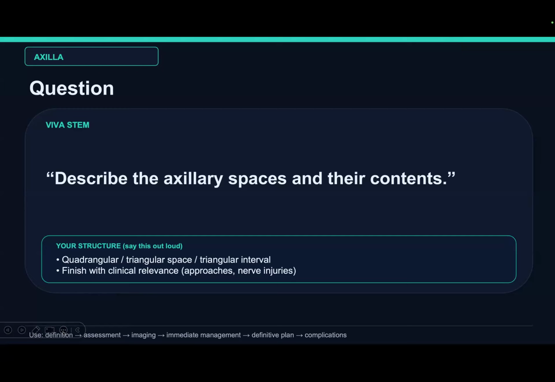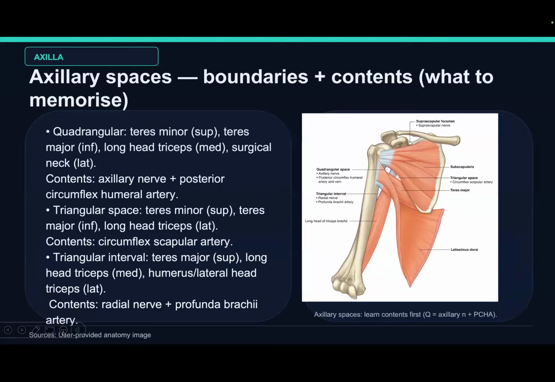The quadrangular space contains the axillary nerve and the posterior circumflex humeral artery. The triangular space contains the circumflex scapular artery. The triangular interval contains the radial nerve and the profunda brachii artery. Very good. So that's a good picture as well.